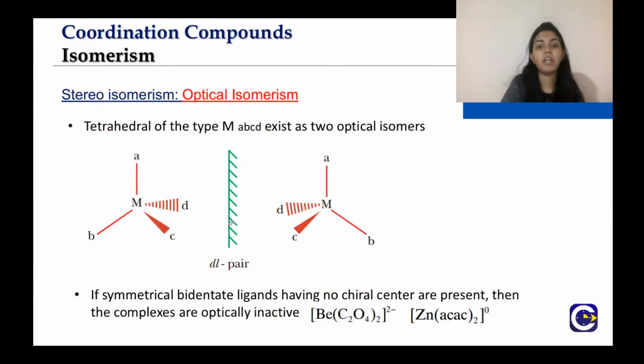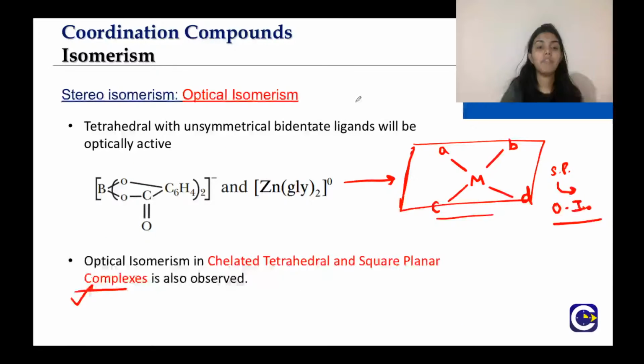First point is what? That tetrahedral complexes of the type MABCD have optical activity, right? If symmetrical bidentate ligands are present, which have no chiral center, then the complexes are optically inactive, and the tetrahedral with an unsymmetrical bidentate ligand will be optically active.